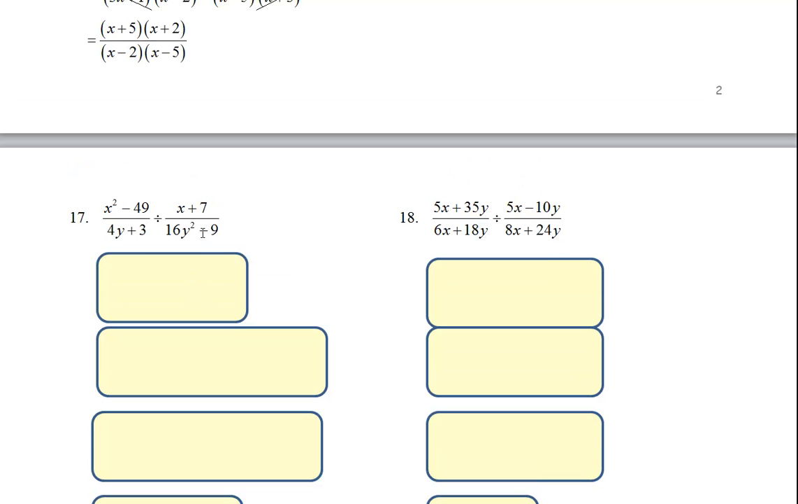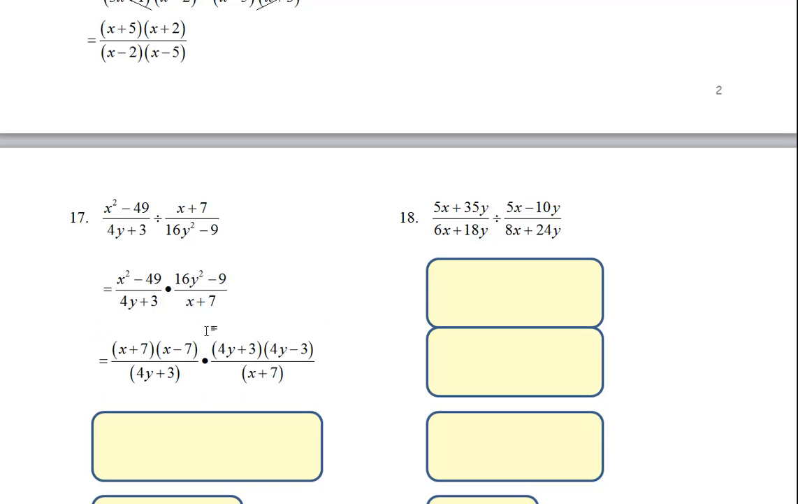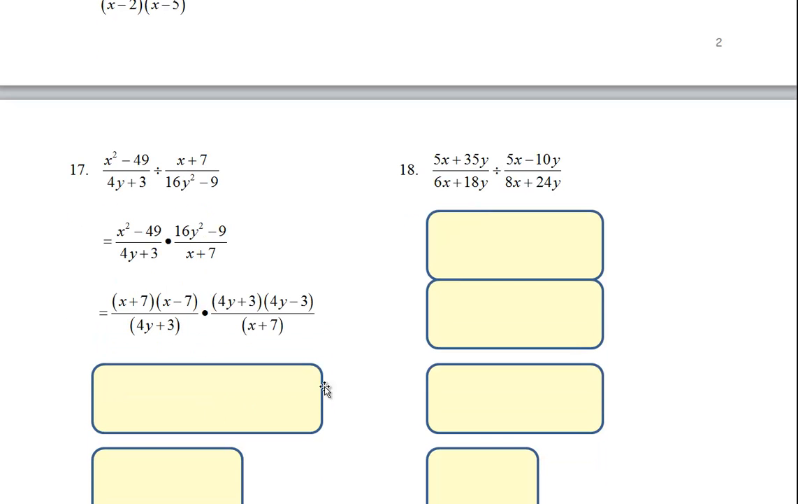Division, flip, and multiply. That's your first job. Second job, factor. These are differences of perfect squares, so go factor those and see if you end up with what I've got underneath this box. Next job, cancel what you can.